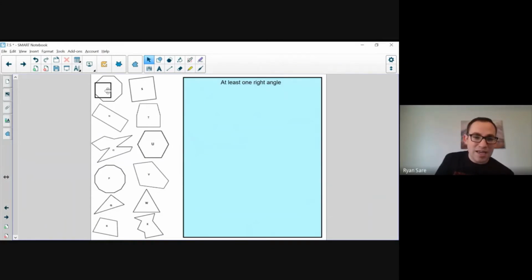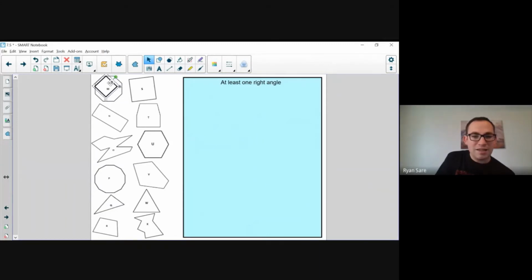I don't see any side on this shape that looks like it's a right angle, and I clicked on, okay. I can rotate this to try to help me check. Let me rotate it a little more.